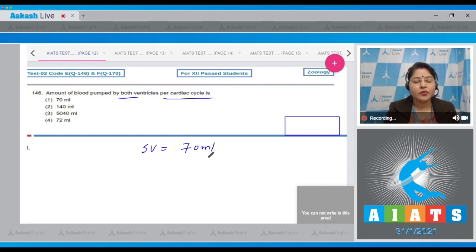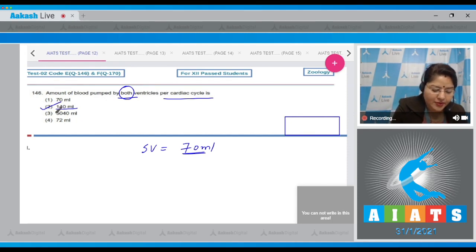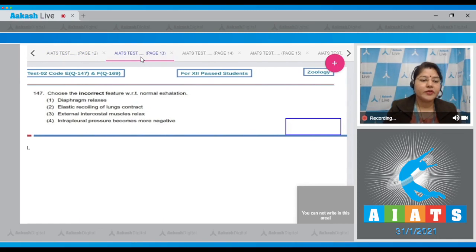As we have to give answer according to both ventricles, amount of blood pumped by each ventricle is 70 ml. So amount of blood pumped by both ventricles will be equals to 140 ml. So correct answer to this question is option number 2. Let's move on to the next question.